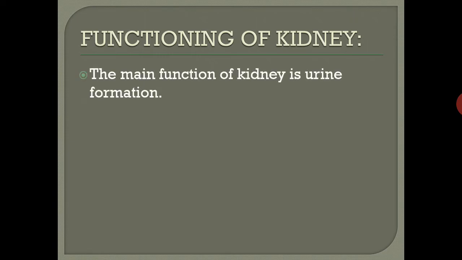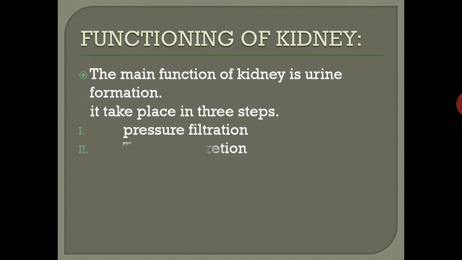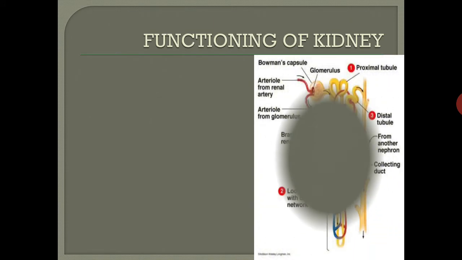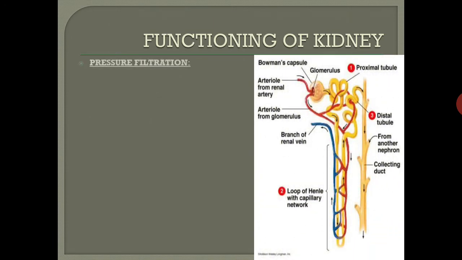Functioning of the kidney. The main function of the kidney is urine formation. It takes place in three steps: pressure filtration, tubular secretion, and selective reabsorption. You will see these three steps. The first is pressure filtration.